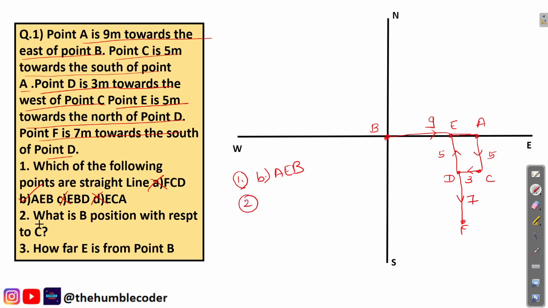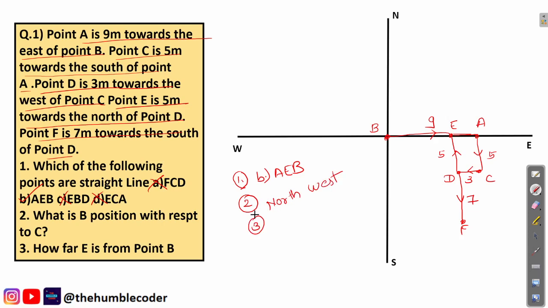Let's check the second question. What is B's position with respect to C? So C is here and B is here. The position of B with respect to C is northwest, right? Because northwest is this position. So let us write the answer first: Northwest.